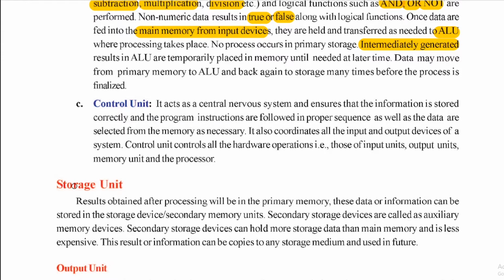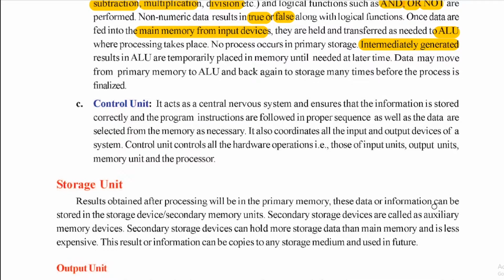Next, we have the storage unit. Once the result has been obtained after processing, it will be in the primary memory. As I told you, it is a volatile memory, and its capacity will also be less. So once the final result is obtained, it will be stored in the primary memory.